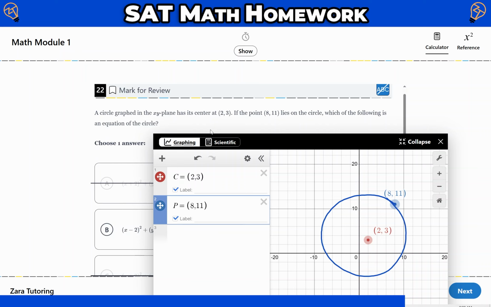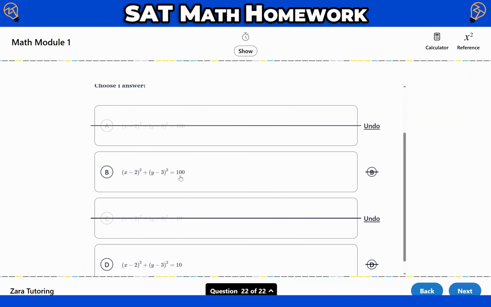So if they're saying we need to find the radius, in other words, the distance between those, there's a really cool function here. You type in the word distance, you put the point names, which is why we had to do that. I don't have to put the end parenthesis actually. And we get that the distance, aka the radius, is 10. Well, 10 squared is 100. Keep in mind it's r squared on the right side, not just r. So that makes the correct answer B.